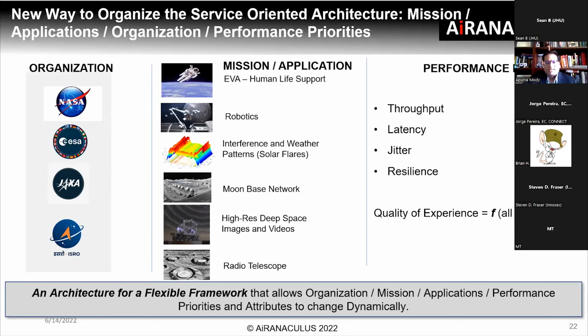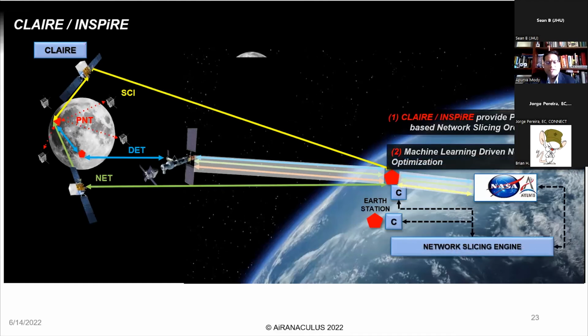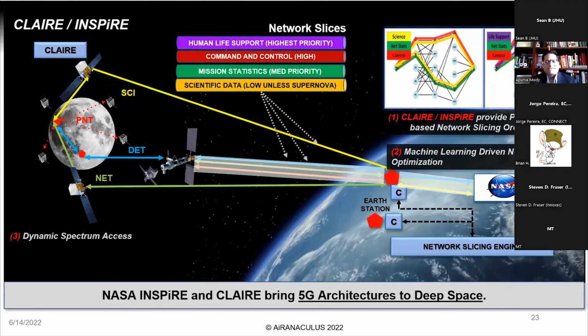So that's the reason why we reorganized how network slices could be organized. And then what we did was, this is the architecture. This is just a basic notion of how this happens. So for the next 2024 moon mission, the moon base will be on the South Pole.